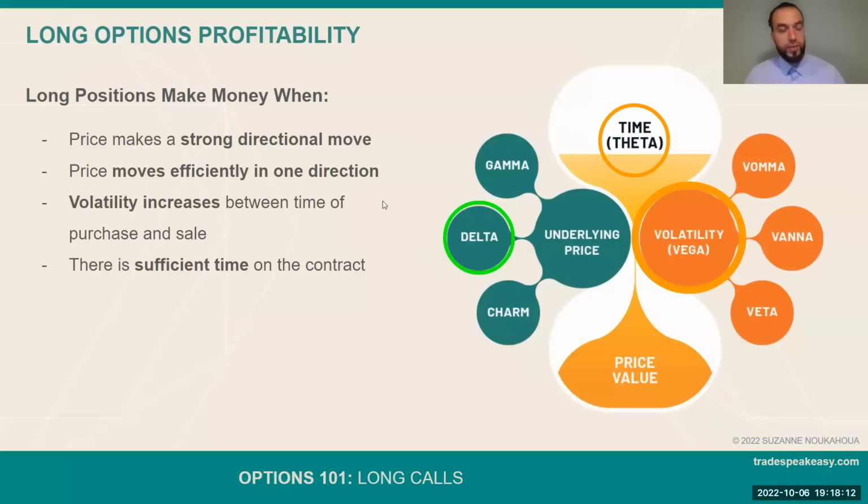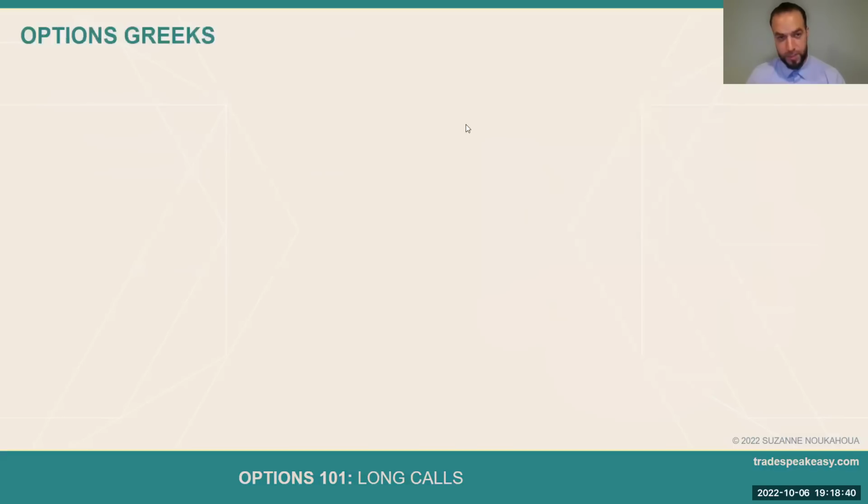But we want to make sure that we understand long positions make money when price makes a strong directional move. Price moves efficiently in one direction, volatility increases between time of purchase and sale, and there is sufficient time on the contract. Like I referred to earlier, if we buy that contract and we don't pay for enough time at the onset, then theta is actually going to start to work against us. I'm going to show everybody how that looks on the option chain. All right.